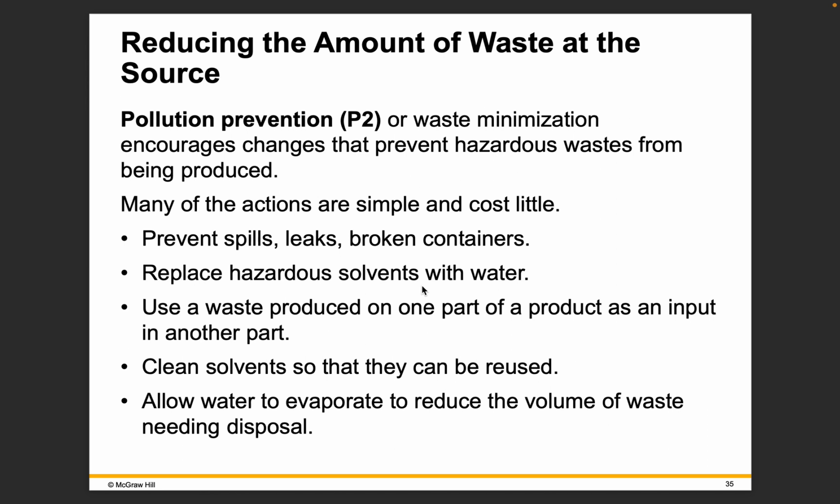Reducing the amount of waste at the source. So pollution prevention or waste minimization encourages changes that prevent the waste from being produced in the first place. Many of these actions are simple and cost little. Prevent spills, leaks, and broken containers. Replace hazardous solvents with water. Use the waste produced on one part of the product as an input for another. Clean solvents so they can be reused, and allow water to evaporate to reduce the volume of waste needing disposal.